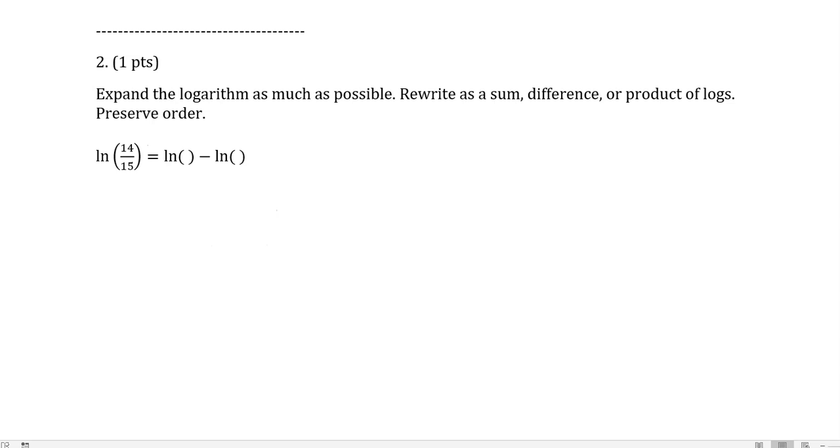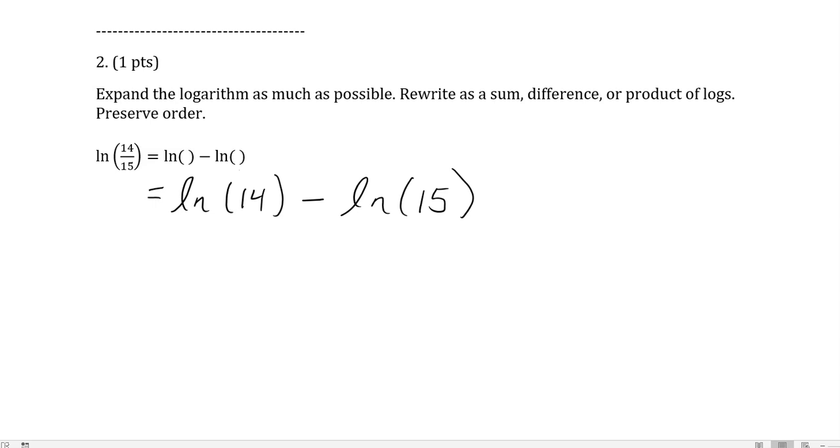In example 2, we again want to expand the logarithm as much as possible by rewriting as a sum, difference, or product of logs. In this case, we have division inside the argument to the natural log. When you have division in the argument, it becomes subtraction of the 2 factors within the fraction. The numerator becomes the positive and the denominator becomes the negative, because remember that natural logs represent powers, and negative powers put things in the denominator. Therefore, we can write this one as the natural log of 14 minus the natural log of 15.